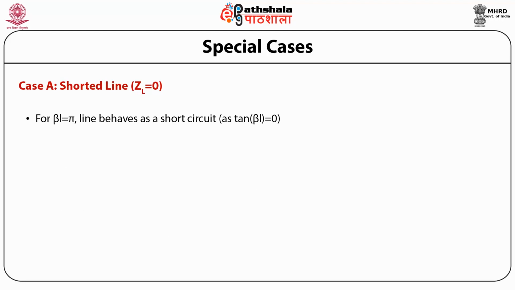For beta L equal to pi, the line behaves as a short circuit, as tan of beta L equals 0, which is shown in this figure. For longer lines, the cycle repeats as shown in this figure for beta L greater than 180 degrees.